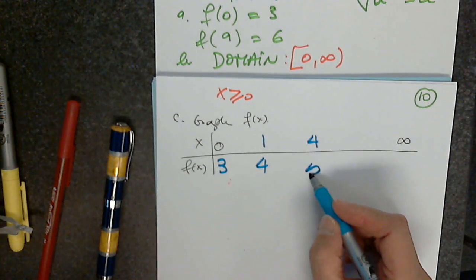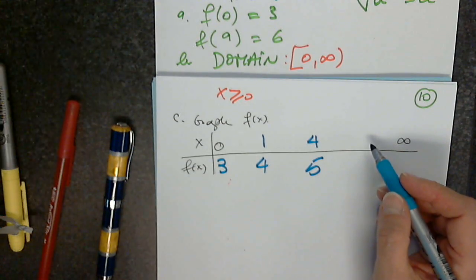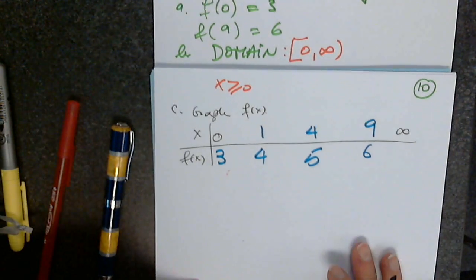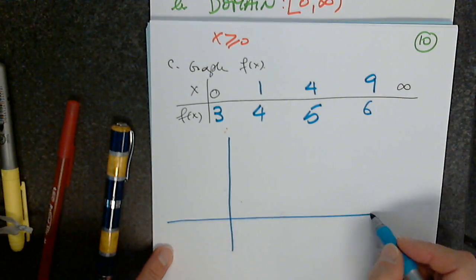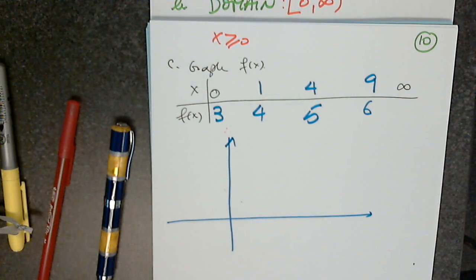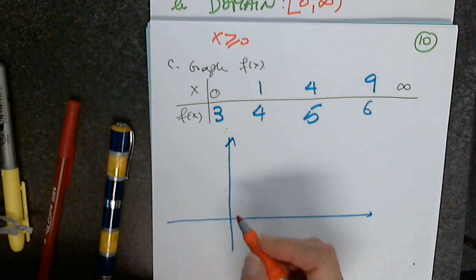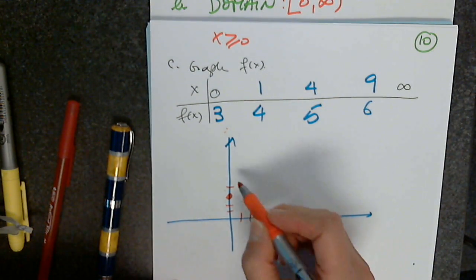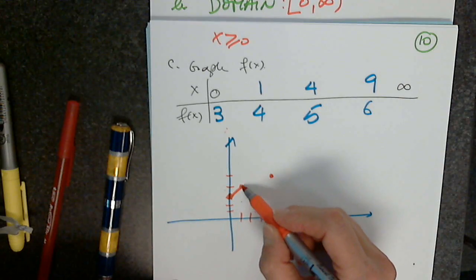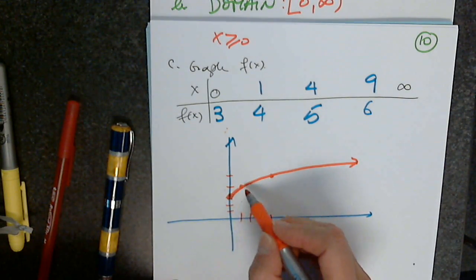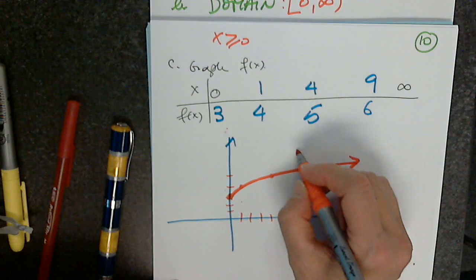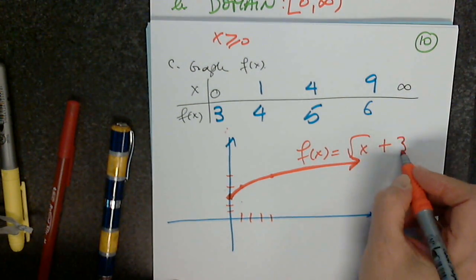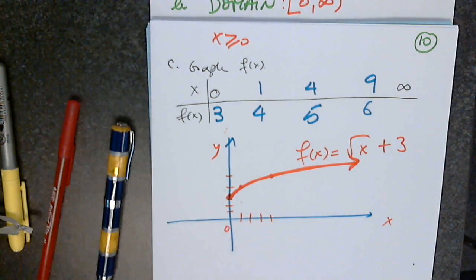Very good. And one more, which I already have. It's right here. Please remember, this is not a straight line. So 0, 3; 1, 4; 2, 3; 4, 4; 5, and so on and so forth. This is the graph of f of x, which is the square root of x plus 3. Any questions on this problem? Okay, moving on to 10.2.